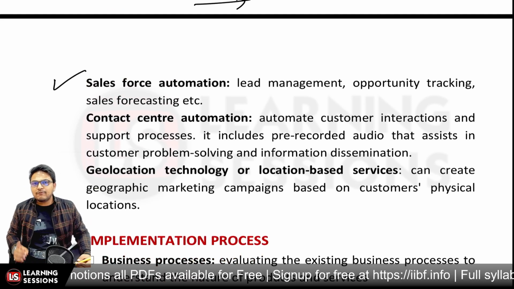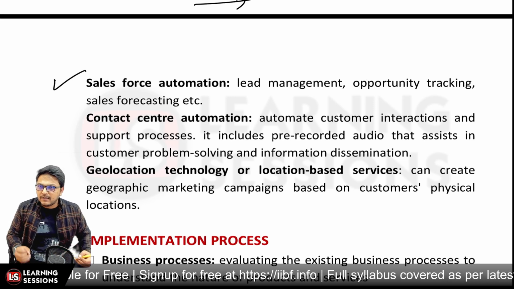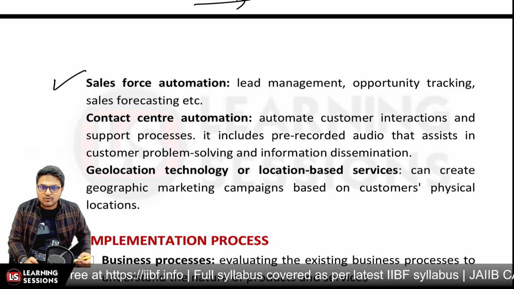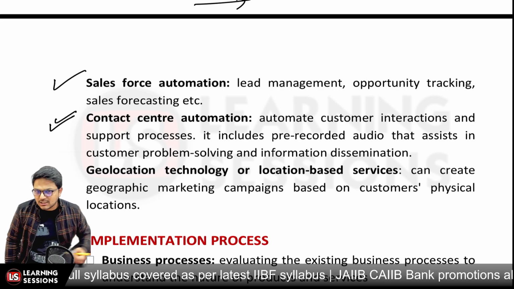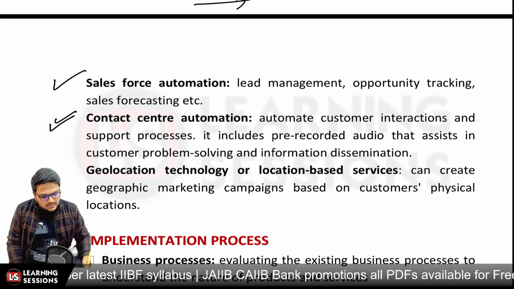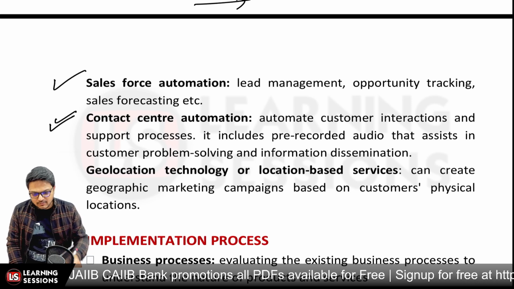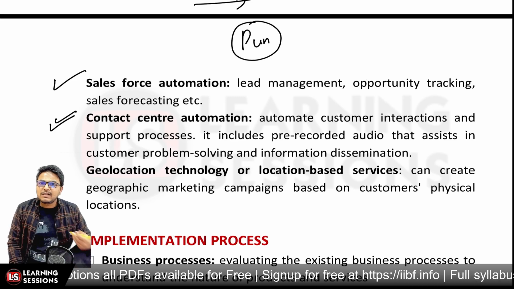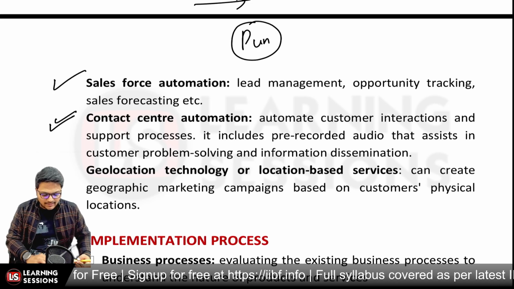So that's the benefit. And for the contact center automation, it can include different preloaded audios, or preloaded customer problem resolving areas, or FAQs related to the same. So that particular information can be disseminated, and further we can be providing the support to the customer too. And for the geolocation technology or location based services, this particular CRM feature can create geographic marketing strategies or market campaigns. Like in Punjab, a different type of campaign may be there. In Rajasthan, a different type of campaign can be there. So it's actually related to it. Based upon the physical location of the customers, we can be automating the process, right? We can be changing the process accordingly, right?